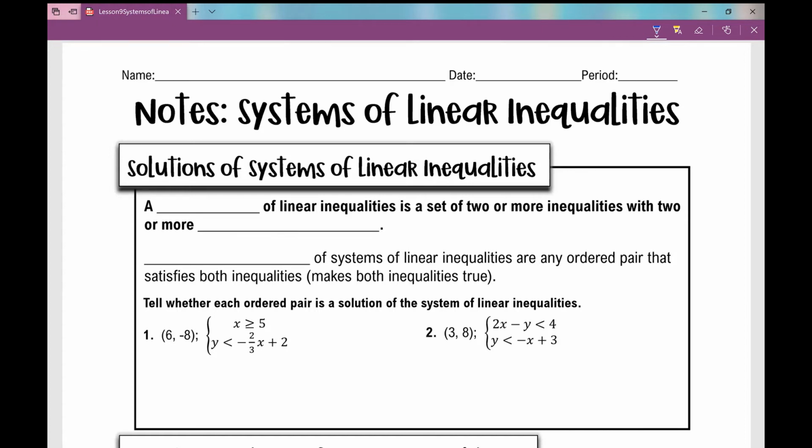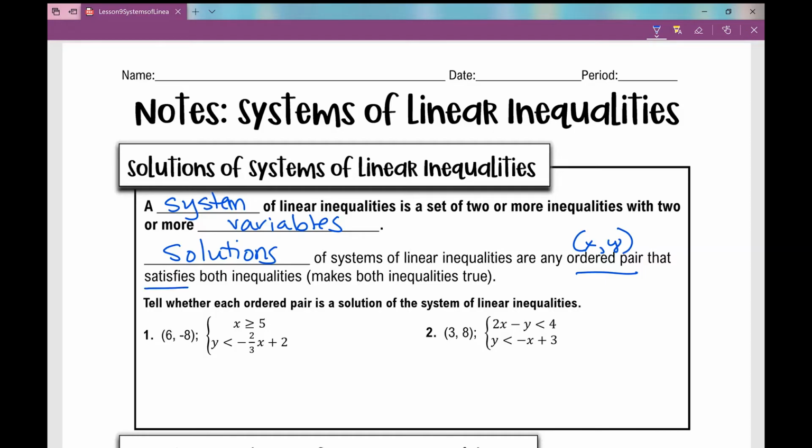Today's notes are over systems of linear inequalities. A system of linear inequalities is a set of two or more inequalities with two or more variables. So we're not just looking at one linear inequality today, we're going to be looking at two linear inequalities today. And solutions of systems of linear inequalities are any ordered pair, again that's x comma y, that satisfies both inequalities.